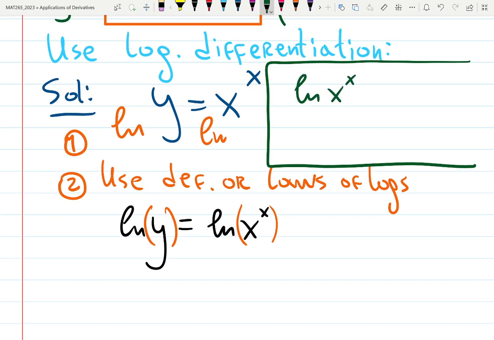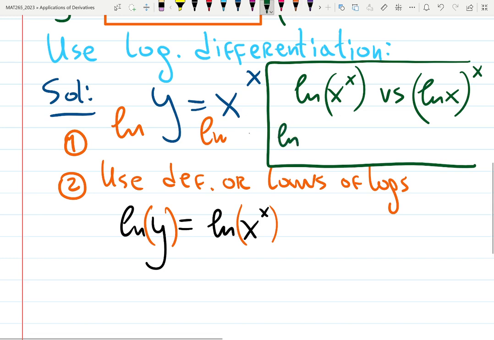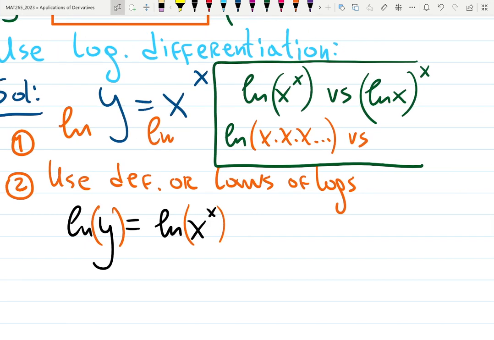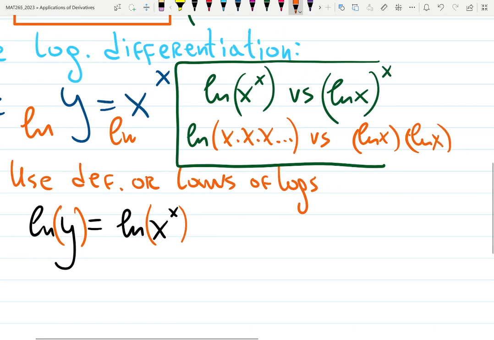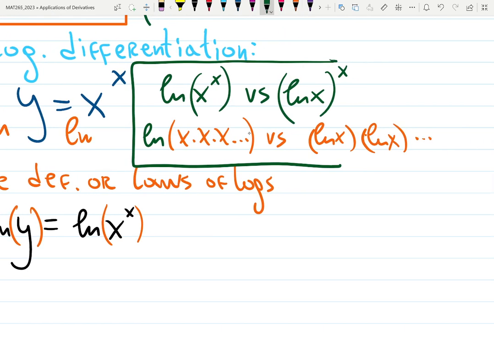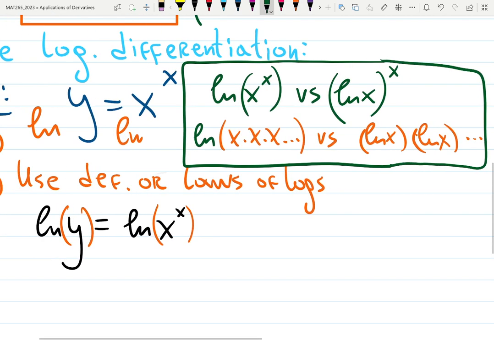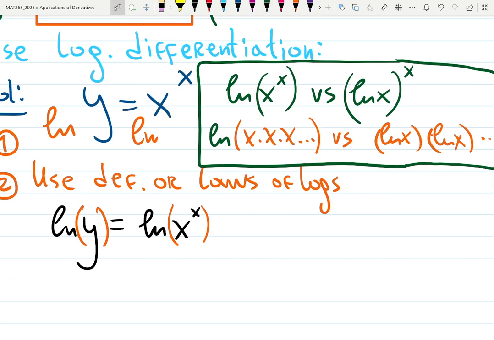ln of x to the x, where x to the x is the input, is not the same as (ln x) to the x. Do you see that? One is ln of x times x times x, blah, blah, blah, versus another one, which is, guess what? ln x times ln x times ln x. That's the difference.